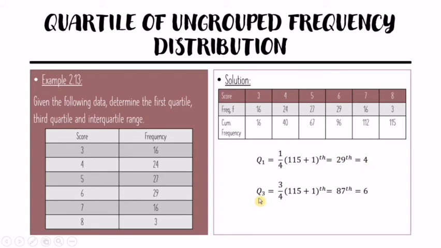Quartile 3 equals 3 over 4 times 116 equals 87. So where is 87? 87 is here because 87 is obviously bigger than 67, but 87 is lesser than 96. So 87 falls in this class. This class refers to the score of 6. So quartile 3 equals 6. The interquartile range is 6 minus 4. So the interquartile range is 2.